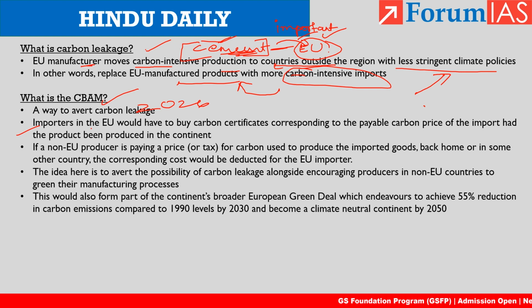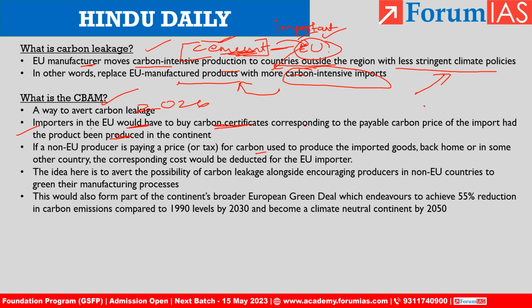So if importers are there in the EU and they have to buy cement from, say for example, we'll take the same example, cement coming from India, then they have to buy a carbon certificate corresponding to the payable carbon price of the import.